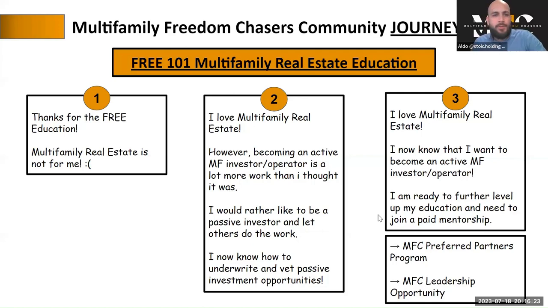Yeah, not before a few words from our sponsors here. Want to lay out the journey of the multifamily freedom chasers really quick before we get into our topic. You know, we've talked about this, but this really lays it out well. So we have a community and we have an ecosystem that you guys can be a part of, and it's free, and we love for you to be on here, right? But there is a journey that a multifamily freedom chaser takes, and this is where it's laid out. And so essentially there are three paths for everyone that comes here and joins and listens to us and becomes a part of our community.